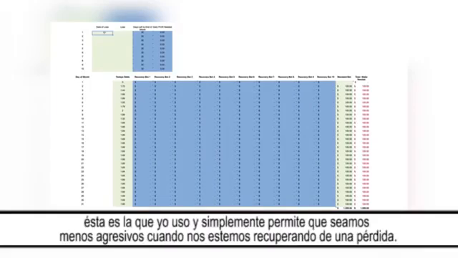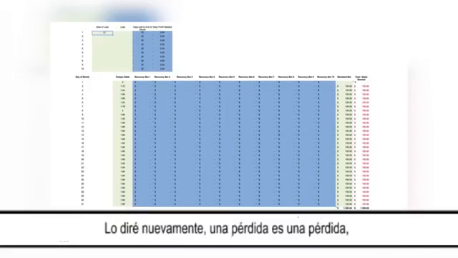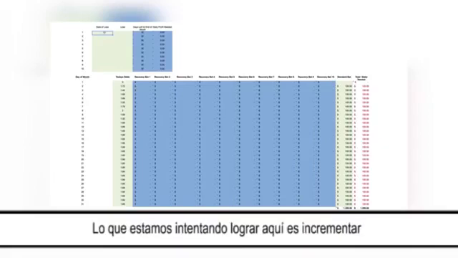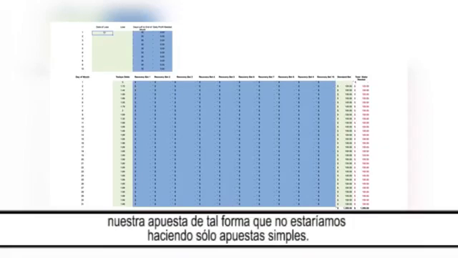This is the one that I use, and it simply allows us to be less aggressive when recovering from a loss. I'll point out again, a loss is a loss. There is no magic. If you lose $100, you've lost $100. What we're trying to do here is increase our stake so that we're not just flat betting.